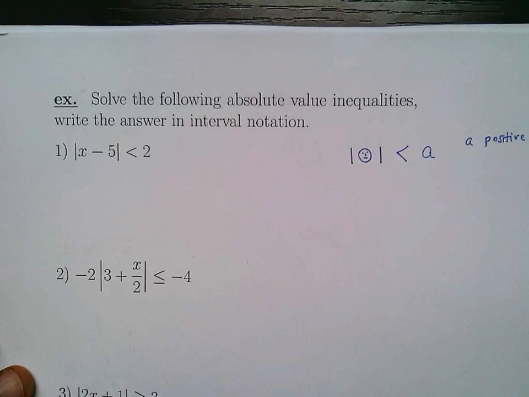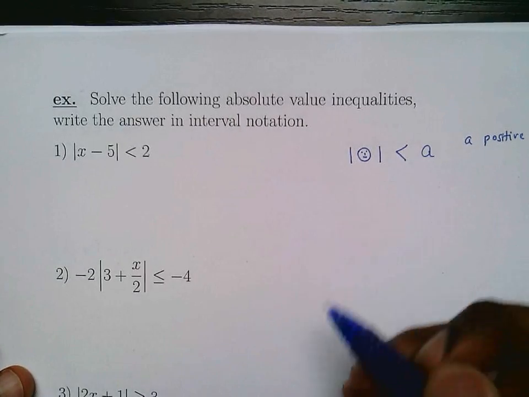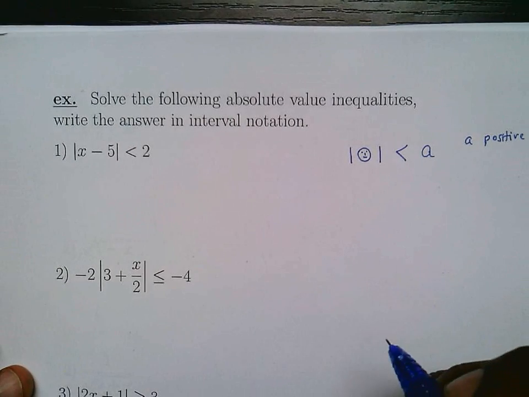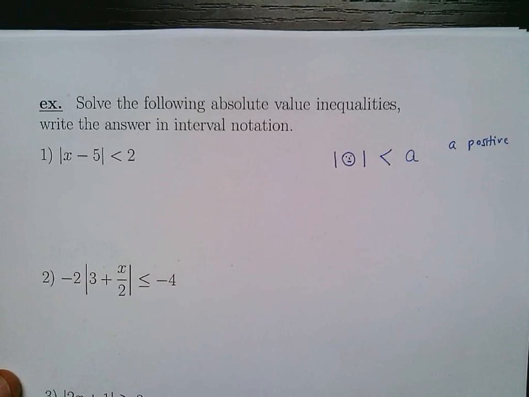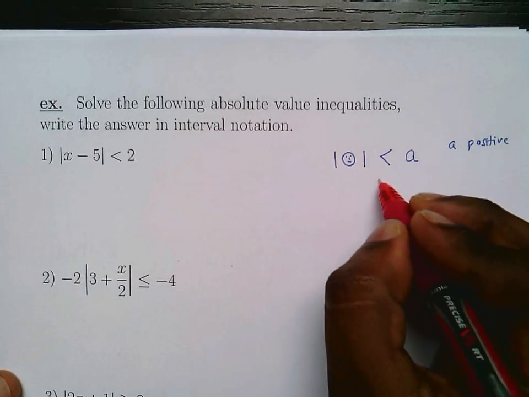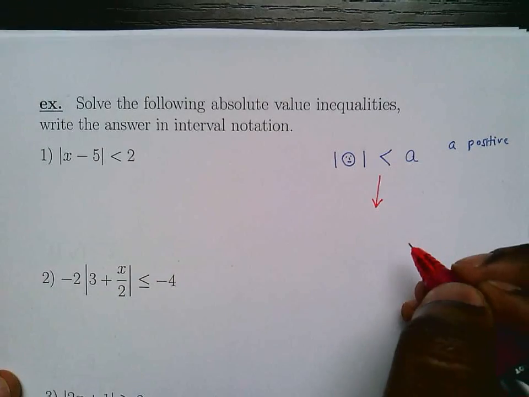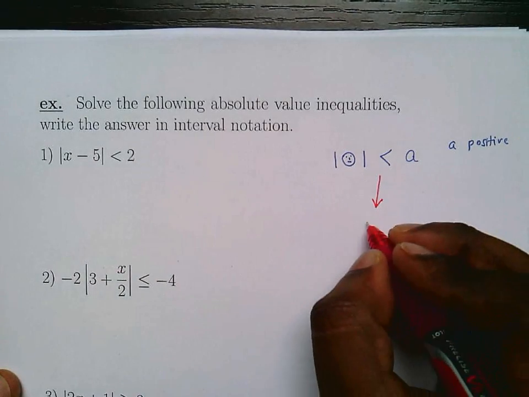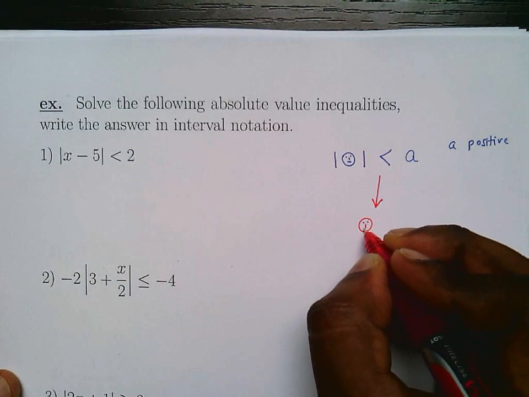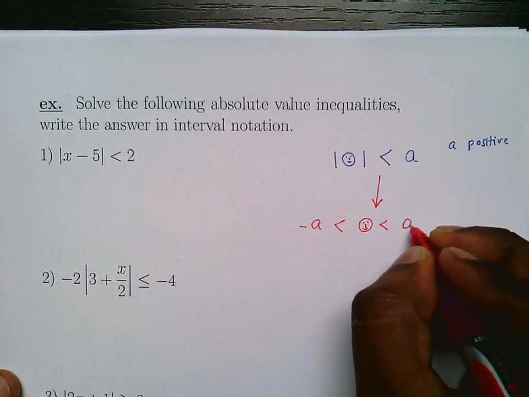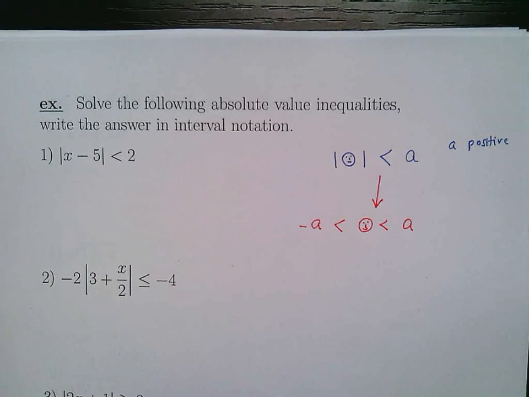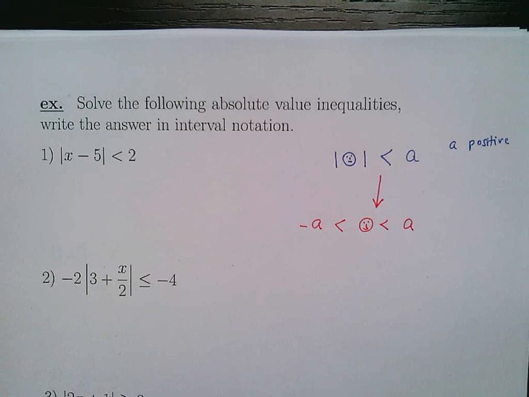So in this situation, if absolute value is less than or equal to a positive number a, the absolute value inequality changes to a regular inequality, without absolute value, but you have a triple linear inequality. And I hope you understood when I explained this in class. And then you have to solve that.